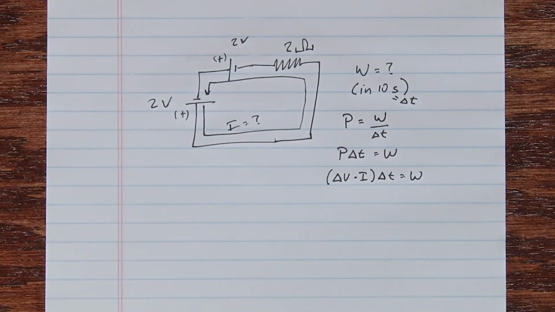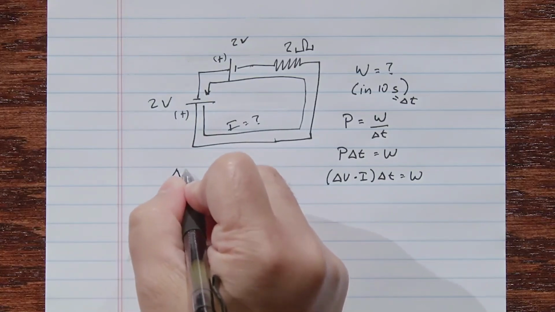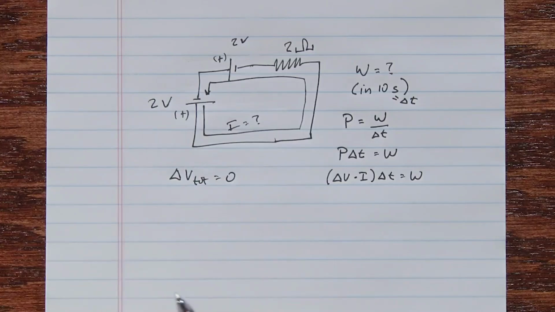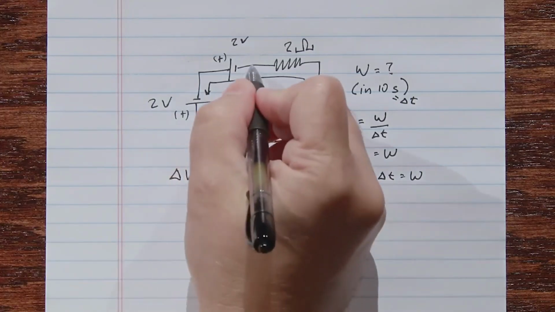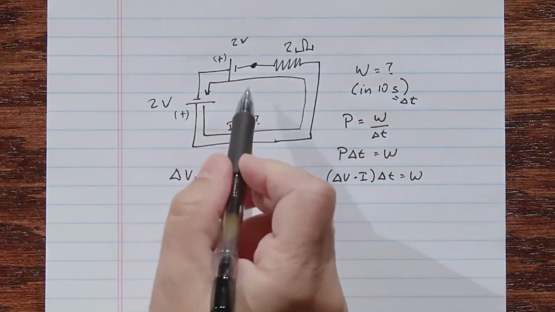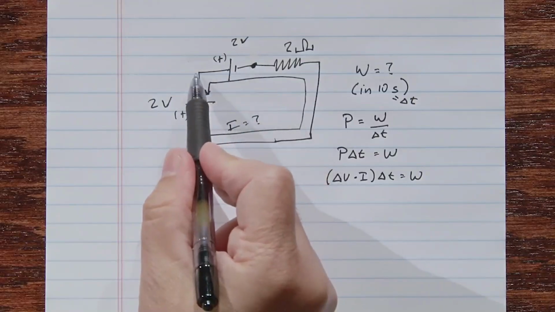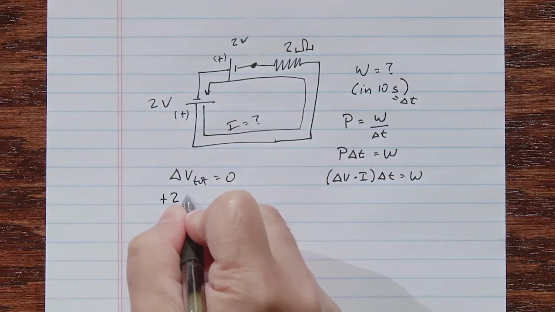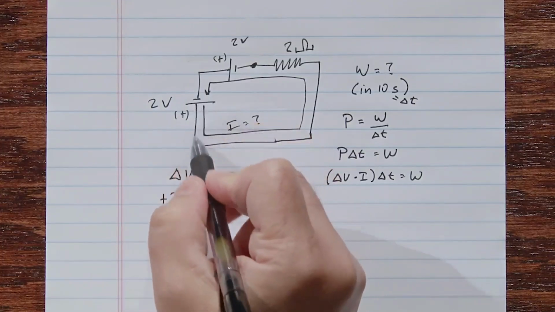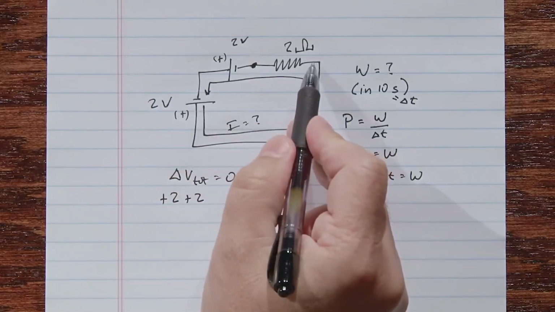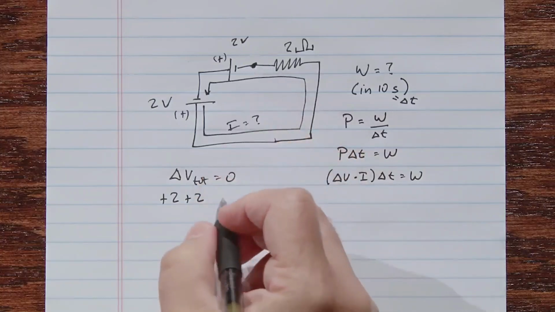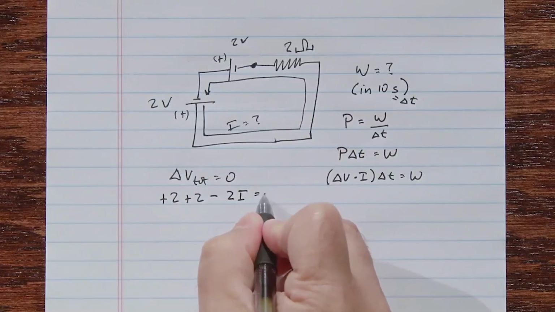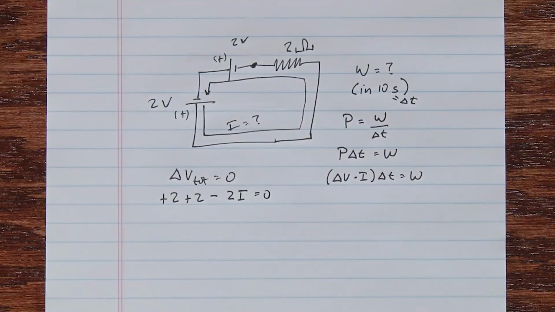We use our Kirchhoff's voltage law. Delta V total is equal to 0. So I'll start right here. Okay, I'm going to go up voltage 2 volts, up voltage 2 volts, so that'd be plus 2, and then I'll go around. Now I'm going across this resistor with the current, so I'm going down voltage, so that'd be minus 2 times I is equal to 0.